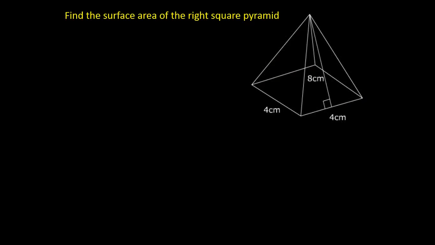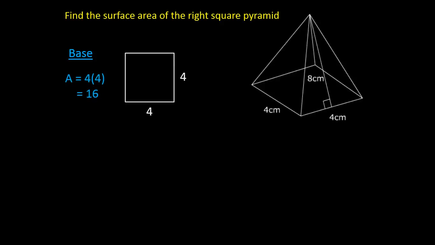Let's find the surface area of this right square pyramid. Now remember, it's got a square base, and then it has these 4 triangular faces. So we'll start with the base, which is a square that measures 4 centimeters by 4 centimeters. So its area is pretty easy to find. That would be 4 times 4, or 16 square centimeters.